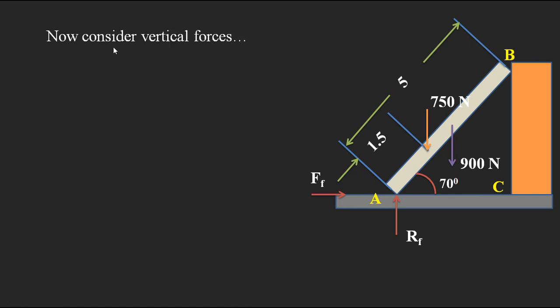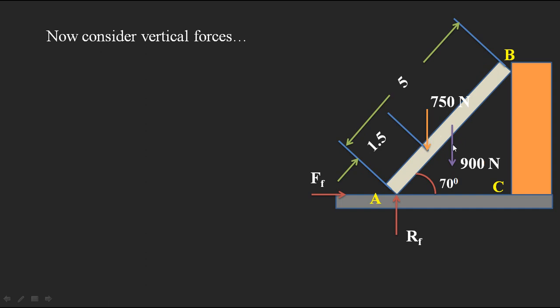And here, as usual, the first step is to consider the vertical forces acting on the ladder here. So how many vertical forces are acting here? Just try to observe here. RF is the vertical reaction force acting in the vertically upward direction on the ladder, and one is the weight of the man who is standing at a distance of 1.5 meters, and the weight of the ladder, which is 900 newtons, which is also acting vertically downward. So a total of three forces are acting in the vertical direction.